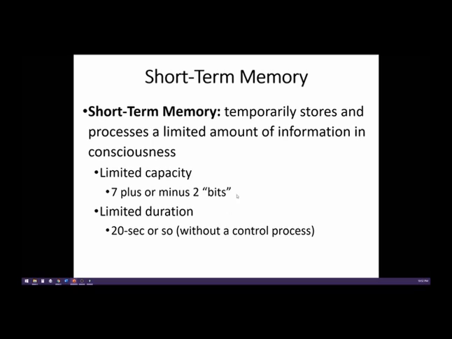And so this could be called, if we're looking specifically at numbers, a digit span. So how many digits can you remember? But it could apply to anything. You could be asked to remember 7 colors or 7 sounds. Those are each bits of information. And the plus or minus means that there's some wiggle room in people's capacity for their short-term memory.